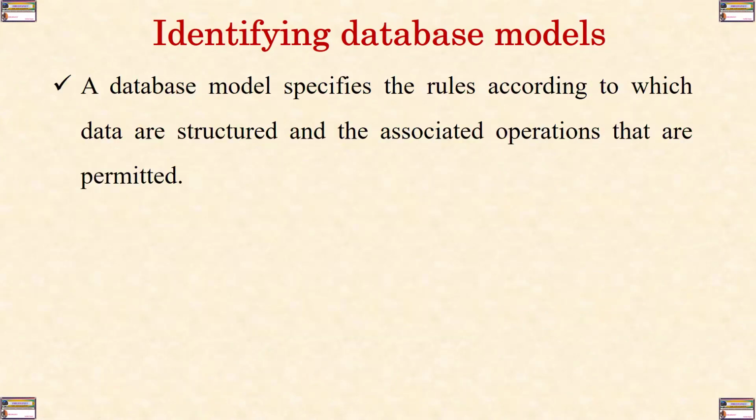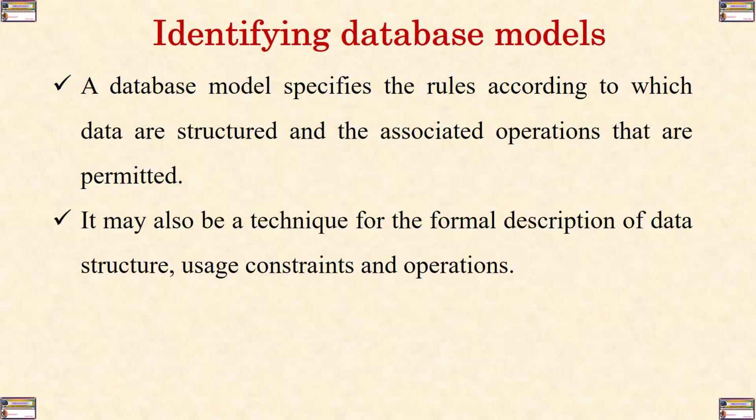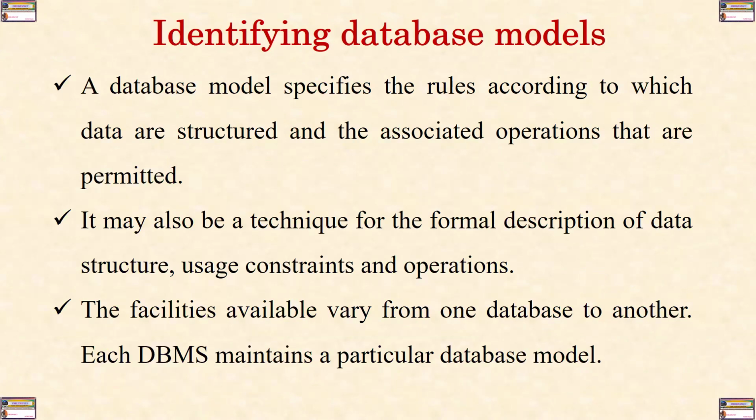When we speak about identifying database models, what are we speaking about? A database model specifies the rules according to which data are structured and the associated operations that are permitted. It may also be a technique for the formal description of data structure, usage constraints, and operations. The facilities available vary from one database to another, whereby each database management system maintains a particular database model.